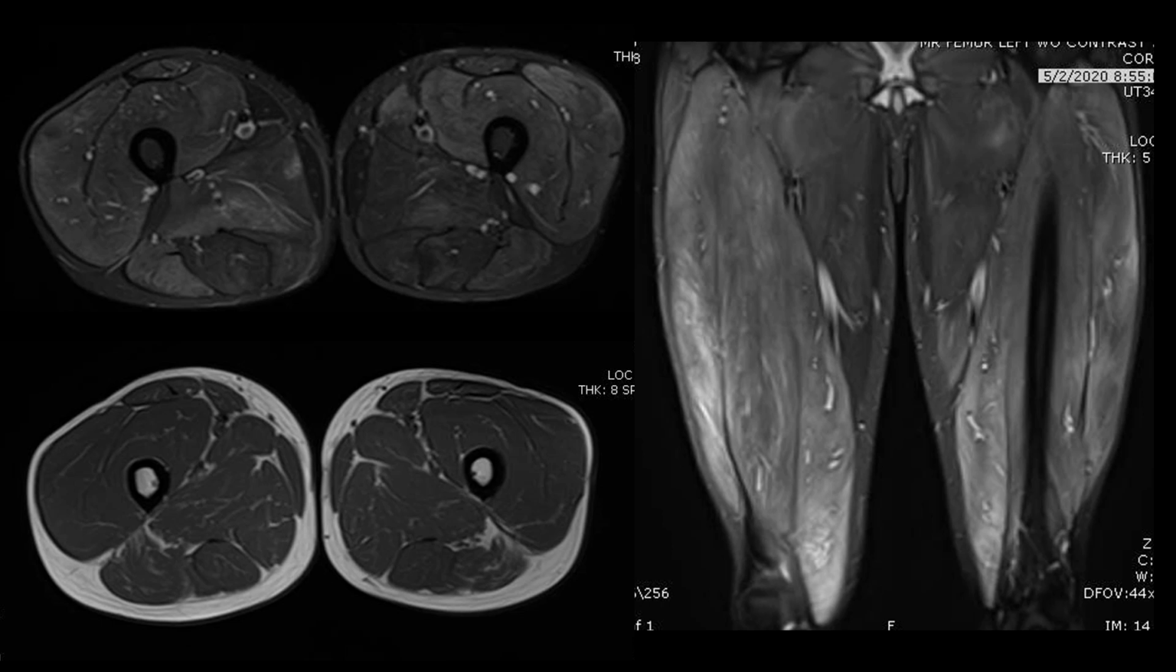All right, so we have here axial and coronal images of the thighs in T2 with fat suppression. We have T1 and we have T1 with fat suppression and post-gadolinium. And the most striking finding is that we see patchy edema, high T2 signal intensity in the anterior and posterior muscle compartments of the thigh. And on the T1, we basically don't see anything.